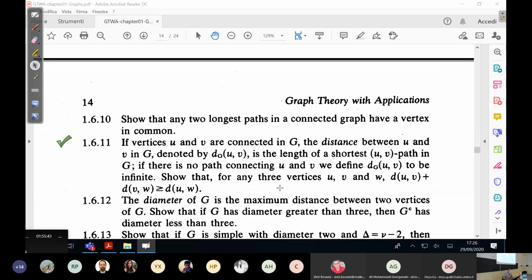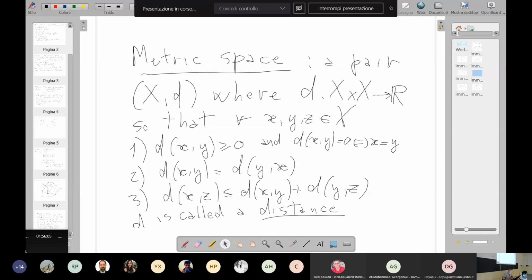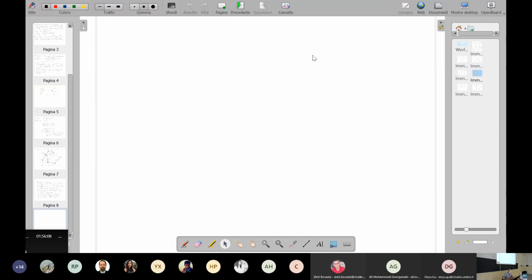Show that it is actually a distance by showing the triangular inequality, that is, the distance from u to w is less than or equal to the sum of the distance from u to v plus the distance from v to w. How can we prove this? We can prove it exactly by what we have done with walks and paths. Why? Because what we have in a graph, let's draw roughly a graph here like this.